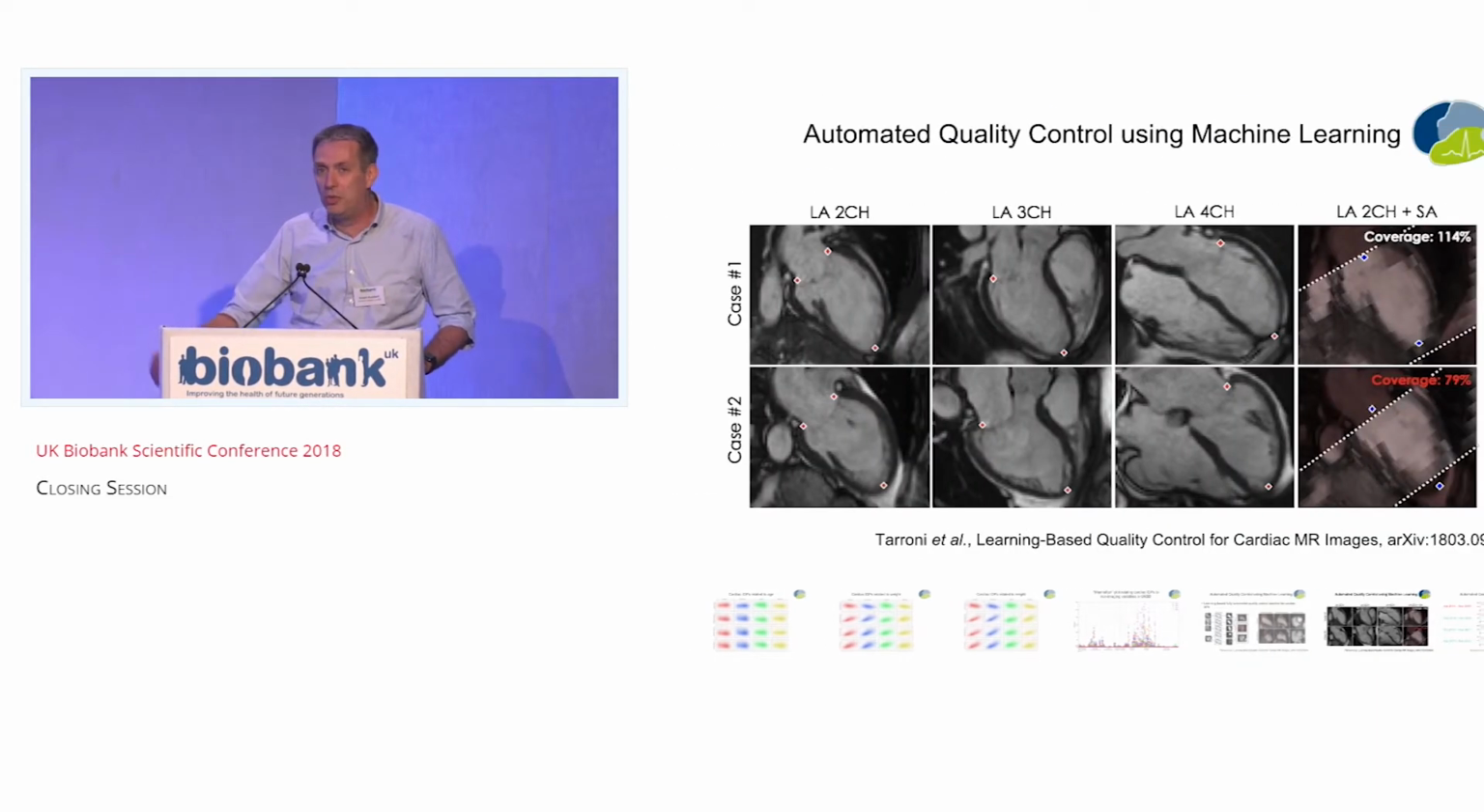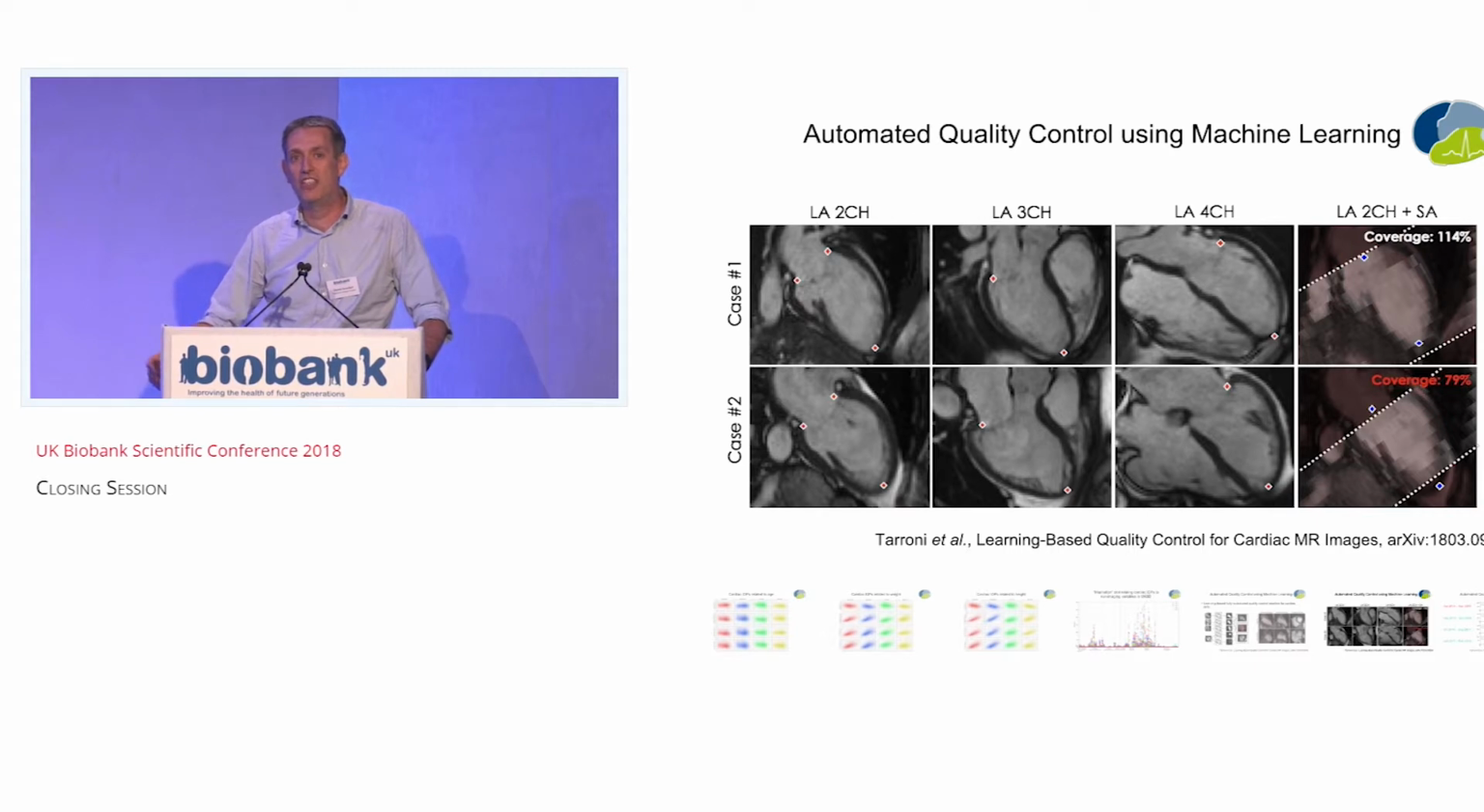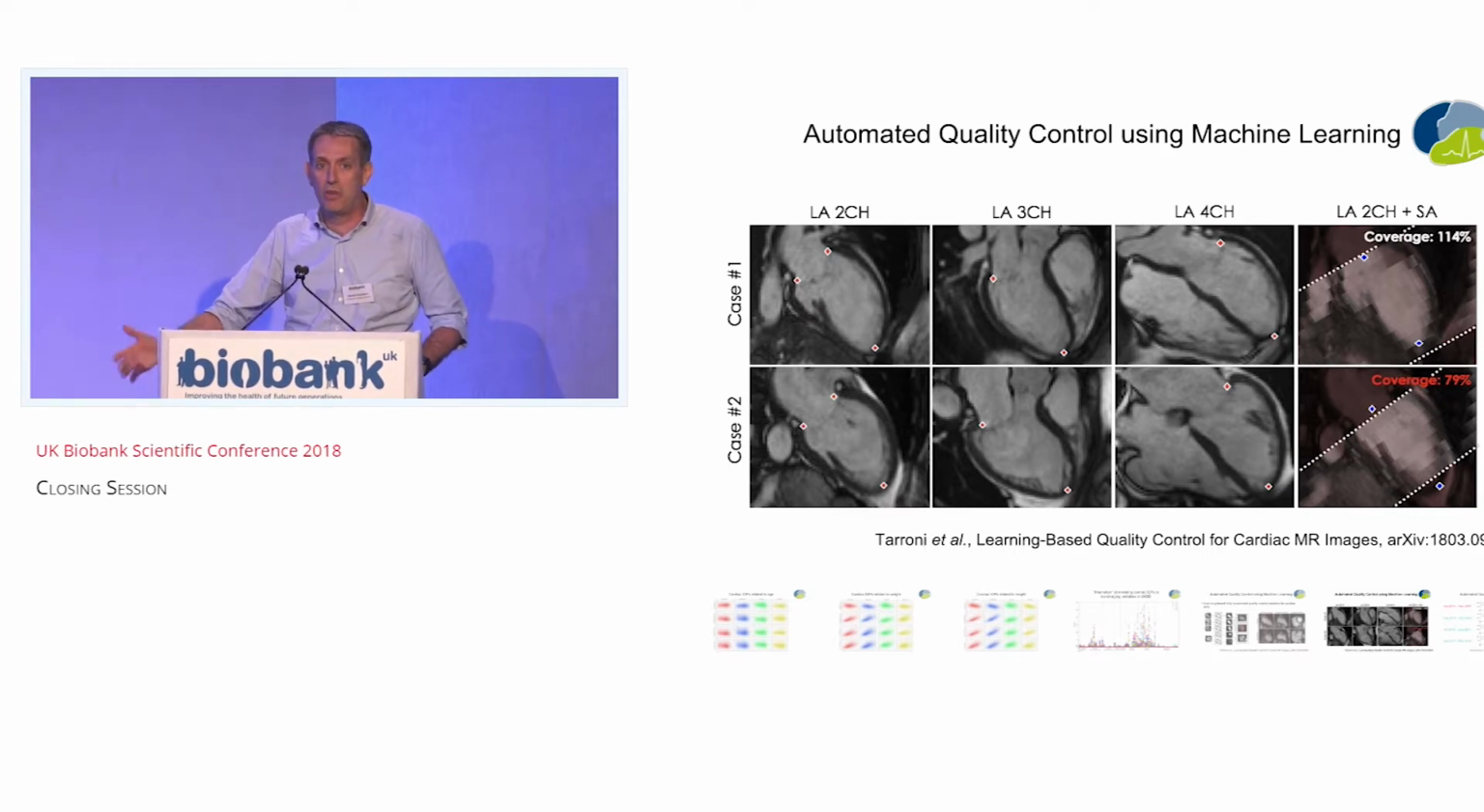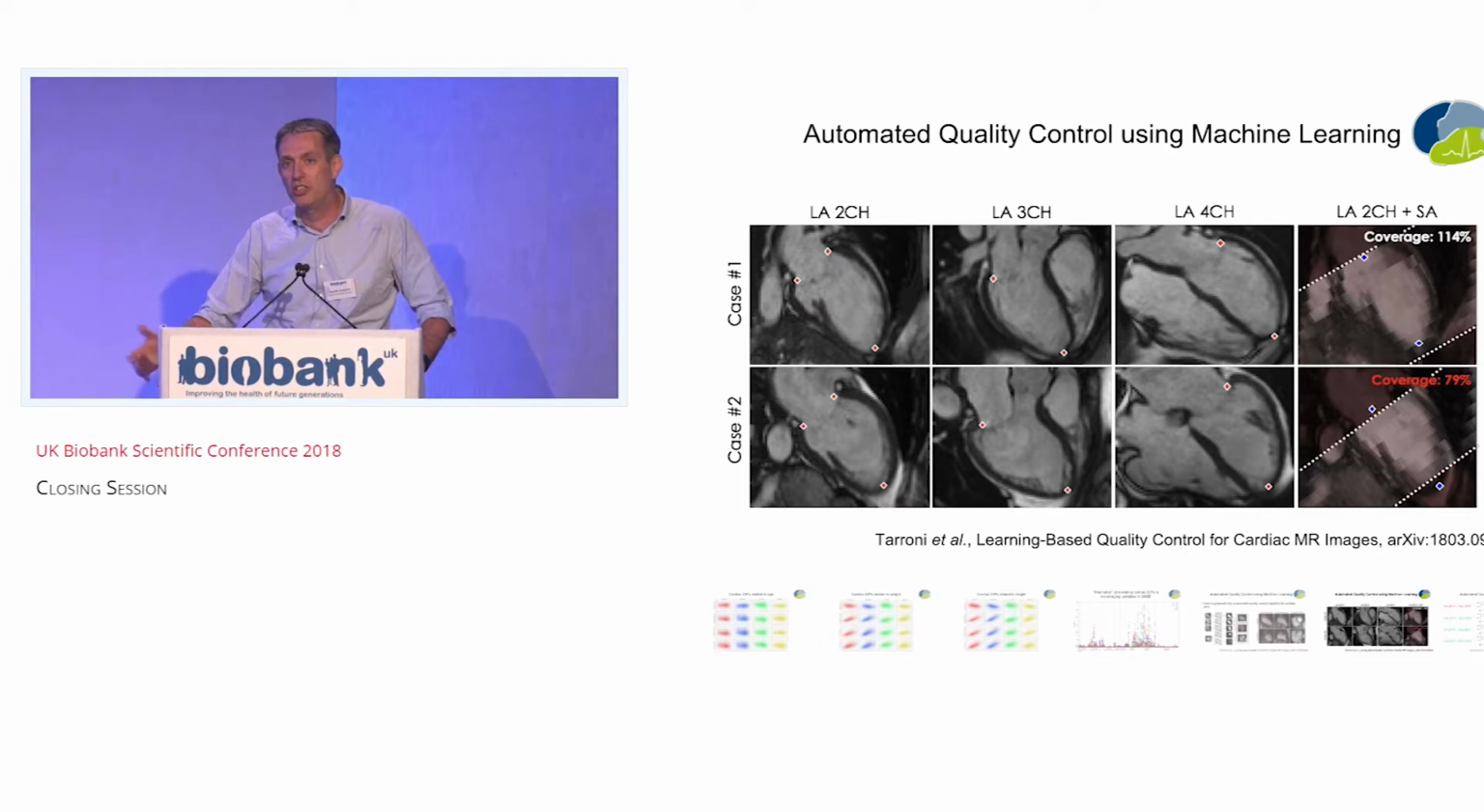And so, for example, here we automatically calculate whether the operators, when they plan the scanning, have actually covered the entire left ventricle. Because, of course, that's very important, because if you miss out part of the anatomy during the imaging, you actually don't really have a complete data set. And we wanted to automate that in order to identify any problems.